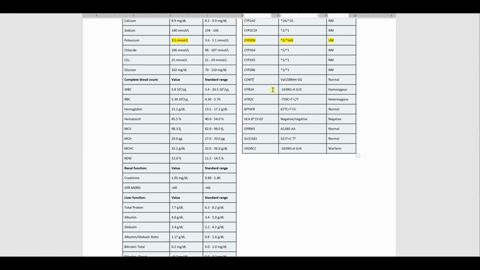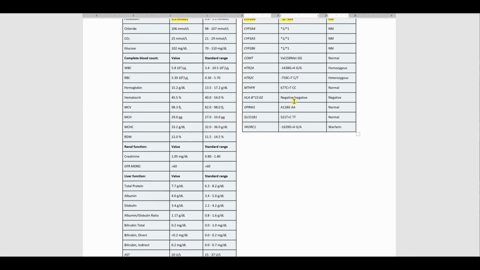So let's see, we have COMT, and that's a gene that is relevant to psychiatry, but it's more involved in the folate cycle. She's normal. She's homozygous for HTR2A, which again is a serotonin receptor subtype, if you guys don't remember that. 2C, looks like she's heterozygous for that, so that one could be a possibility given that she has OCD. MTHFR, again, is a folate metabolizing gene. She's normal. HLA-B is the gene we worry about with mood stabilizers and some neurologic medications in Stevens-Johnson syndrome. She's negative for that.